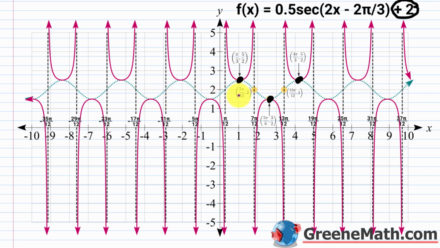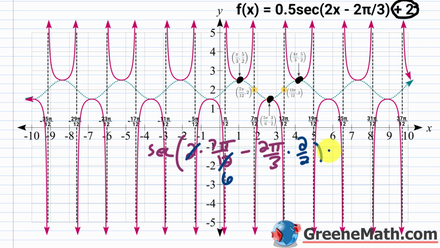In other words, if I plugged in a 7 pi over 12, you can do that real quick if you want. So the secant of, you have this 2 times 7 pi over 12, and then minus 2 pi over 3, close that down, you're going to see that this right here, once you evaluate, you're going to have pi over 2. So let's just do that real quick so this is crystal clear. This cancels with this and gives you a 6. And this you could multiply by 2 over 2. So what would that give you?